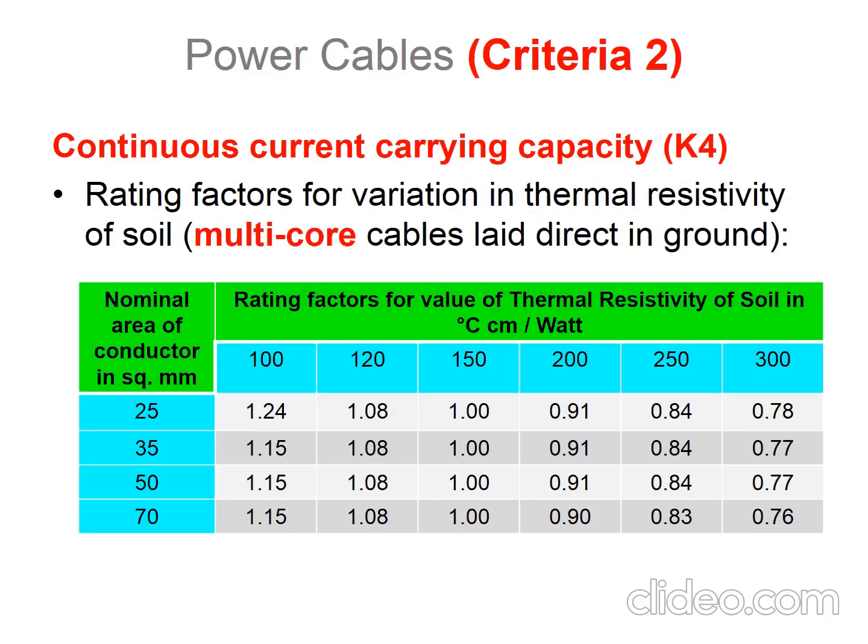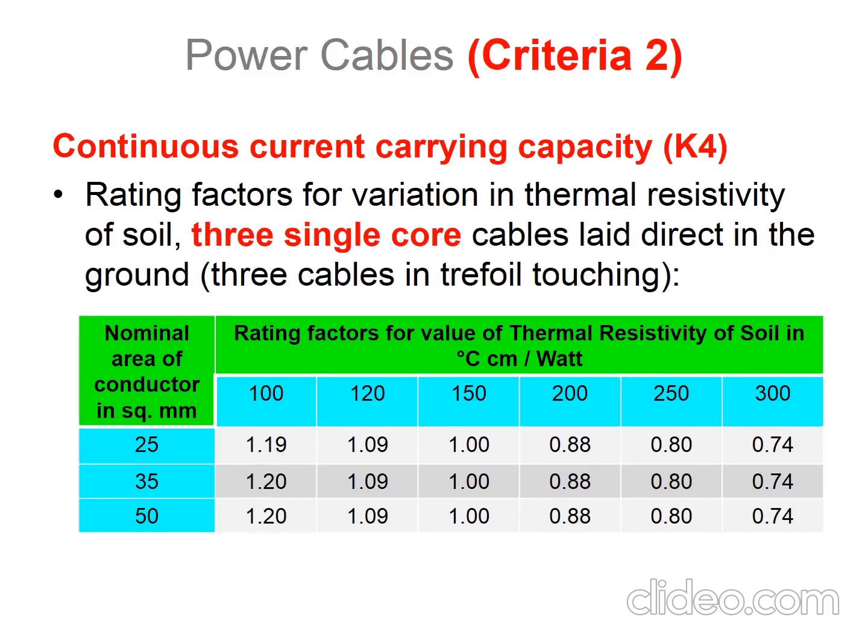Lastly, we can know the value of K4. K4 is the variation in thermal resistivity of soil. This one is for multi-core cables laid direct in ground. We can know the value of K4 if we know the nominal area of the conductor and the value of thermal resistivity of soil, and then we can know the factor.